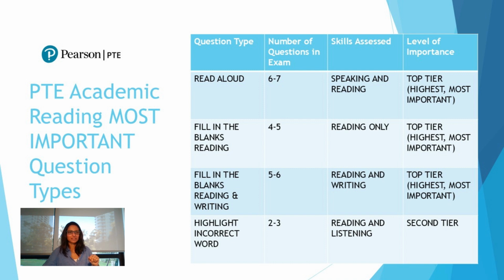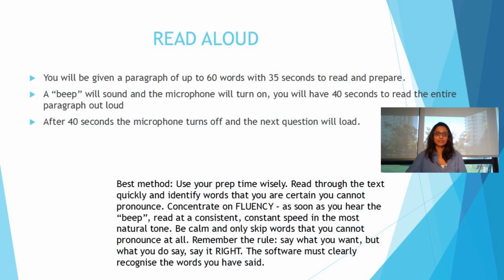Let's move on. Okay, so read aloud. You can be given a paragraph of up to 60 words. You've got 35 seconds to prep. What I want you to do when you are prepping, I want you to read through the text quickly, identify the words that you are 100% certain you cannot pronounce. You can drop those words, okay?